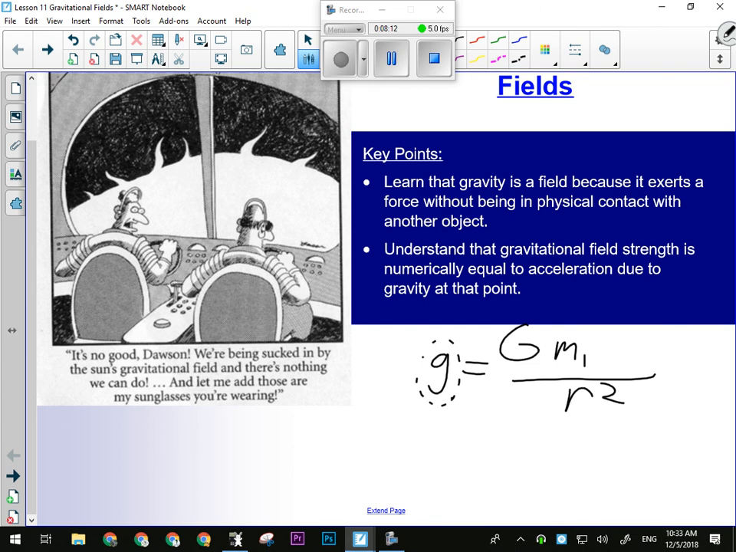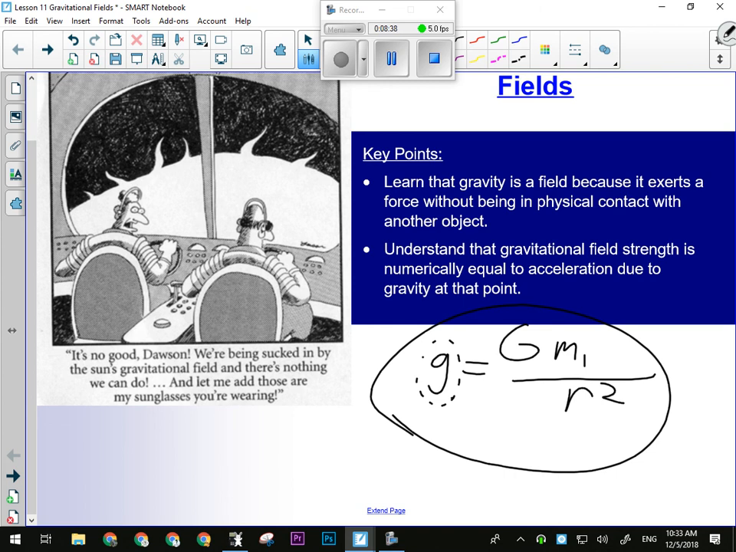That's true for anything other than the Earth. If we're talking about the sun, it's true for the sun. It's true for any other large object that generates a gravitational field. At a certain distance, you will fall at this rate. At this distance, you will fall at this rate, regardless of your mass. That's why the small mass cancels. So this is the formula that's on your formula sheet for gravitational field strength.